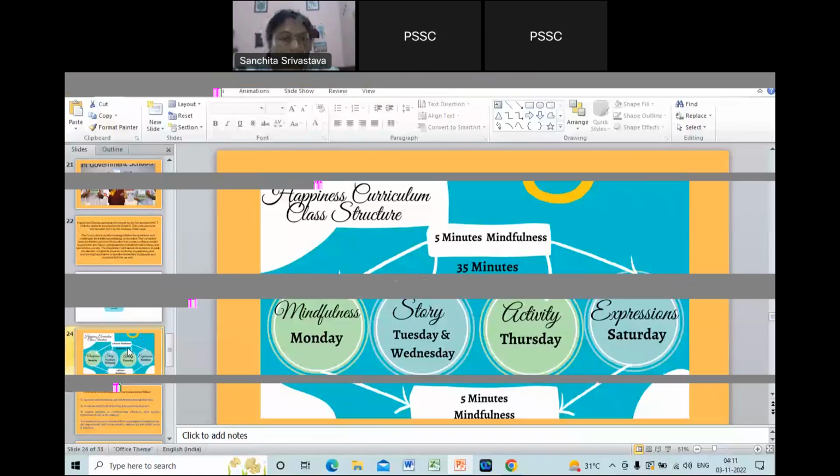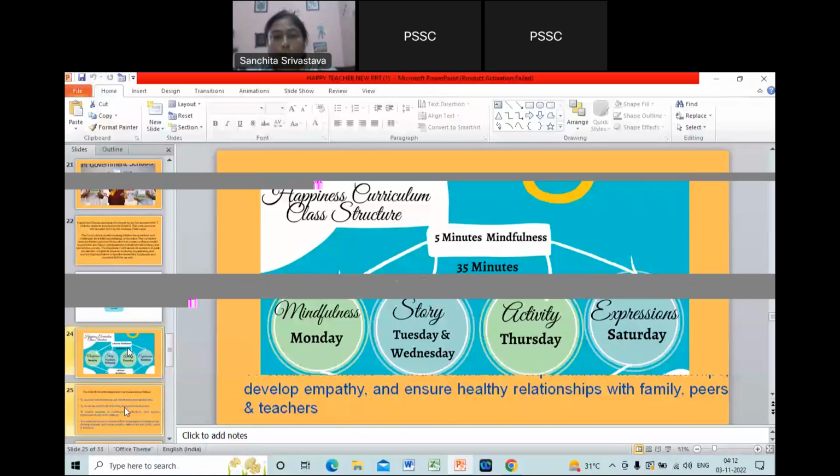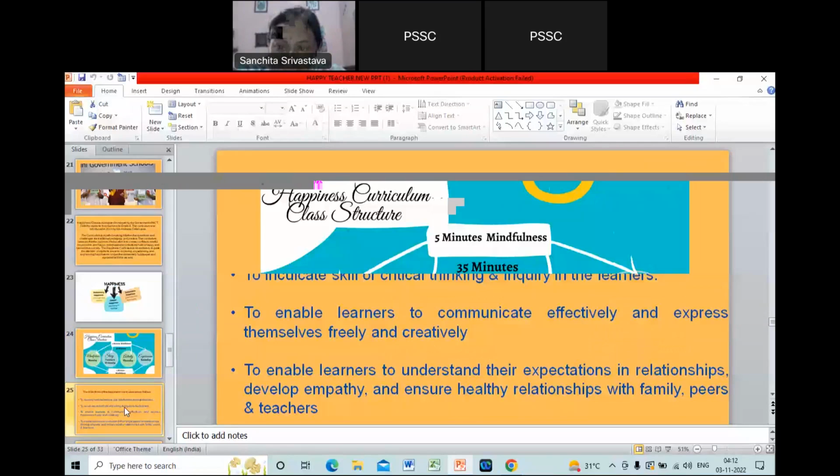Self-awareness and mindfulness among the children. So self-awareness is definitely important because the children will know themselves. They will know why they are unhappy, what is worrying them, what is the anxiety behind it, so that they will come to know.